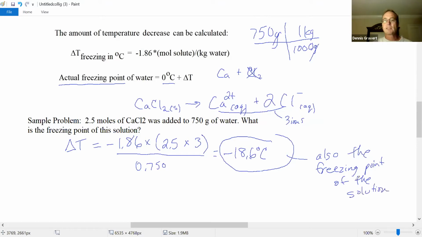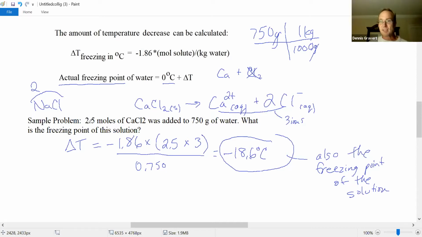They actually sell calcium chloride that you can sprinkle on the sidewalk. You can also go to the grocery aisle or somewhere else and buy some sodium chloride. Which do you think is more effective at melting ice? Well, sodium chloride only has 2 ions. Calcium chloride has 3. So mole for mole, calcium chloride is more effective.